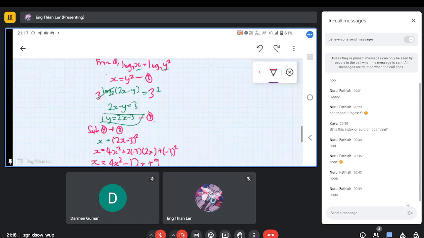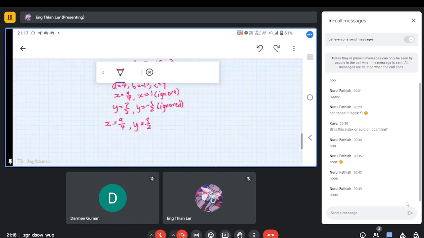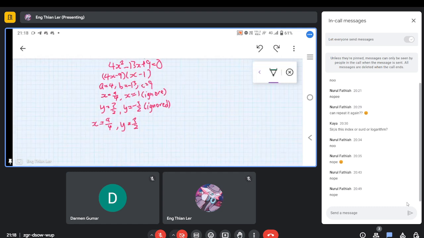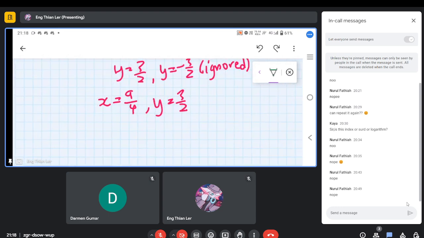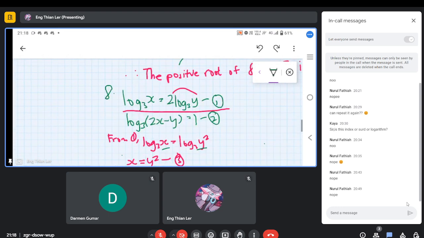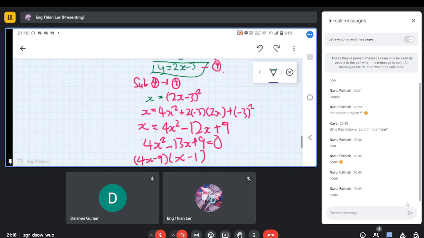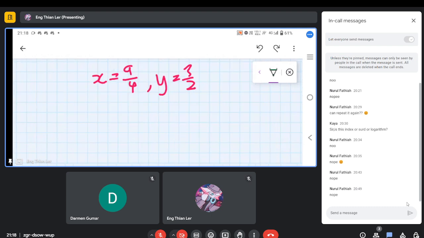Let's move on to the third K-bar question. So the third K-bar question is pretty interesting. Wait, what's number 9? Alright. So for number 9, we have parts A, B, and C. So let's check.